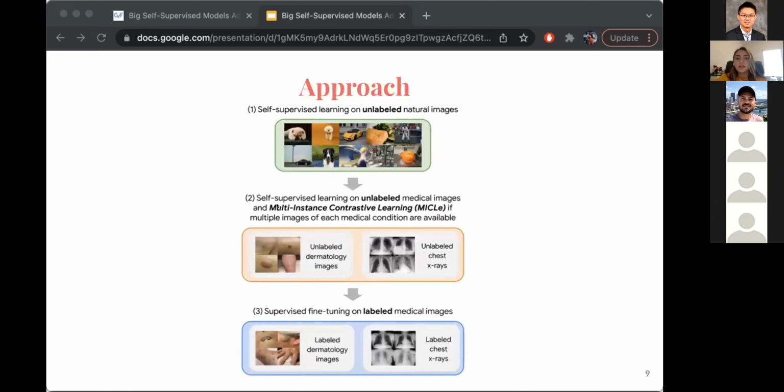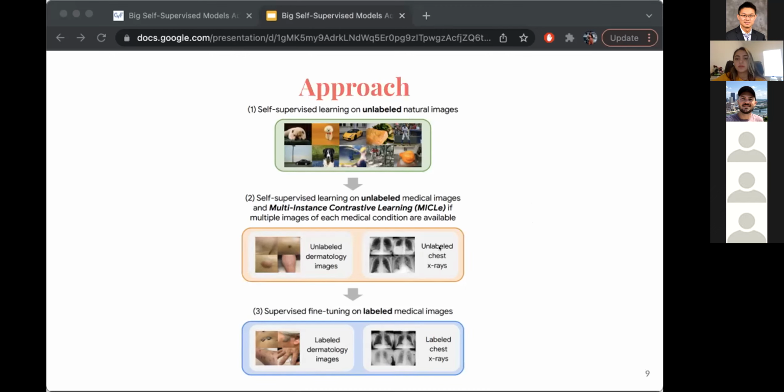So for the approach used in this paper, first they're using self-supervised learning on unlabeled natural images, which means they're not medical images. They're using ImageNet images. We have cars, animals, everything. After that, we are doing self-supervised learning on the unlabeled medical images, and a multi-instance contrastive learning, which they propose in this paper, if we have multiple images of each medical condition, if it's available.